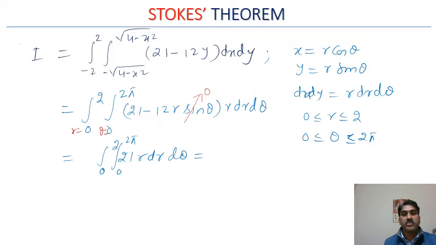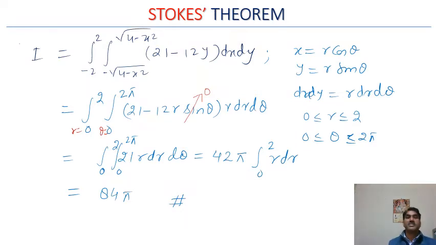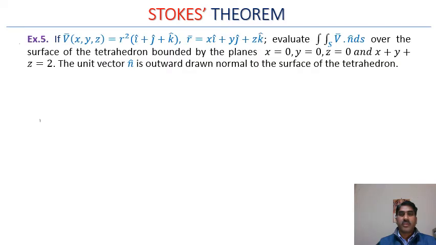Integrating theta from 0 to 2 pi gives 2 pi. So we have 42 pi times the integral from 0 to 2 of r dr. Now integrating with respect to r, you get 84 pi. So this is your result, and you can again see that the Gauss theorem simplifies things to a remarkable extent. Now let us take our next question.